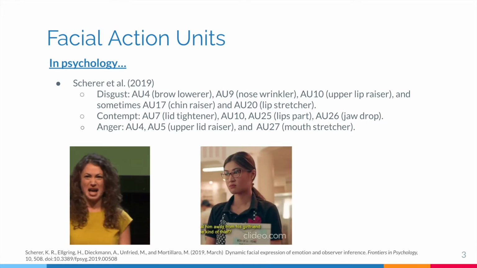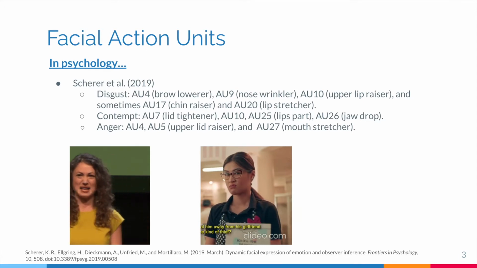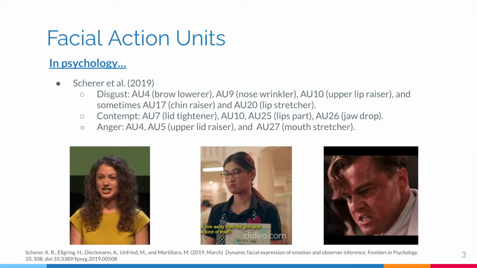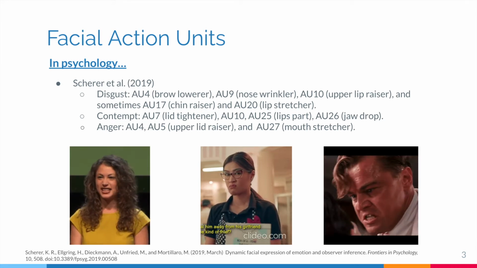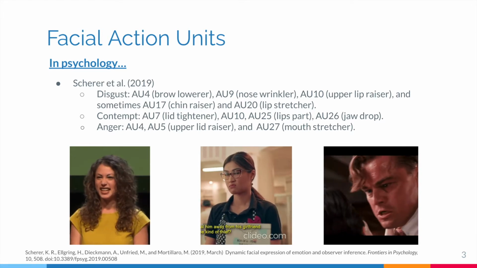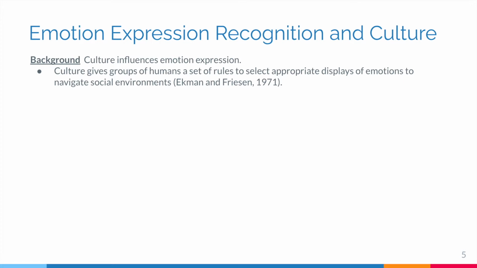While prototypical contempt is usually a raised and tightened unilateral lip corner and is associated with AU7, AU10, AU25, and AU26. Whereas anger, with protruding teeth and tightened eyes looking downward, is commonly associated with the following action units: AU4, AU5, and AU27. Culture provides humans with a set of rules to navigate various social landscapes.